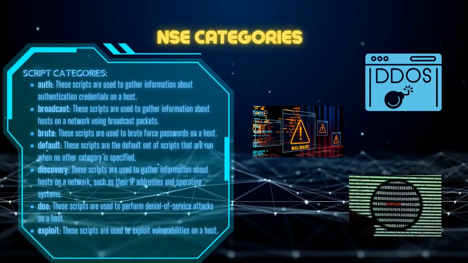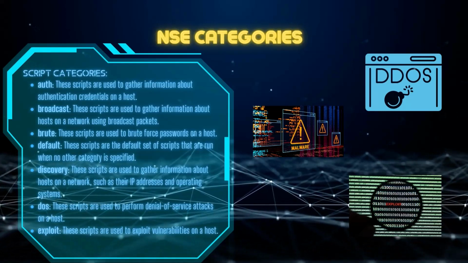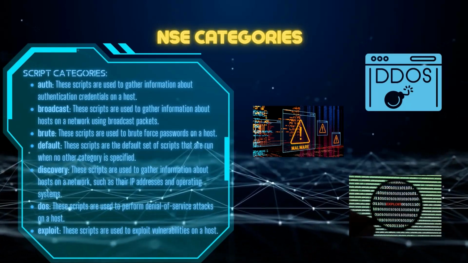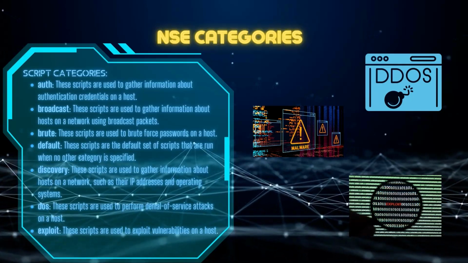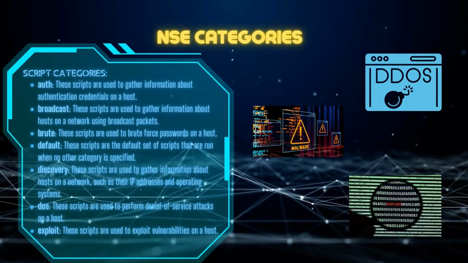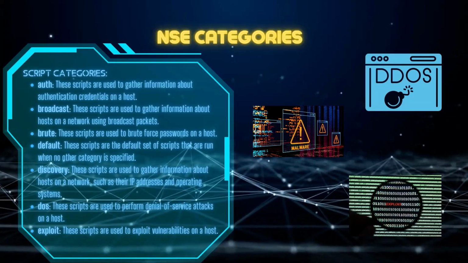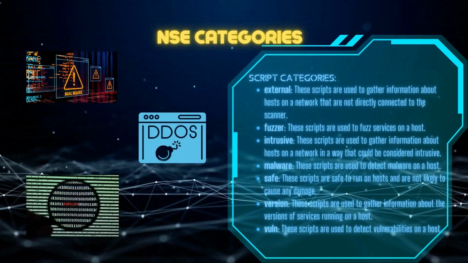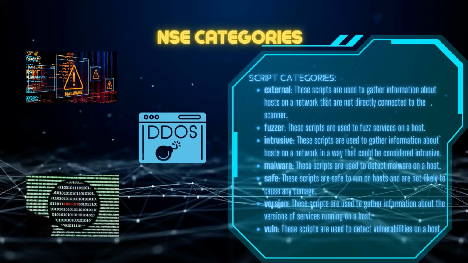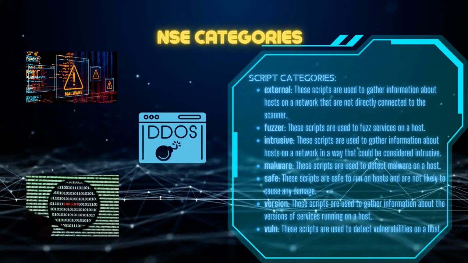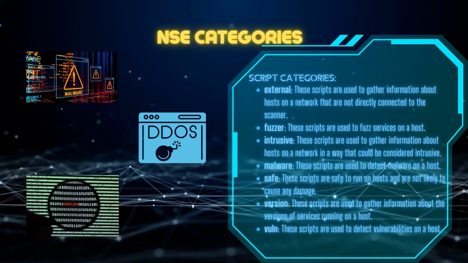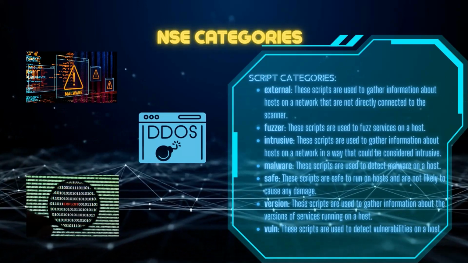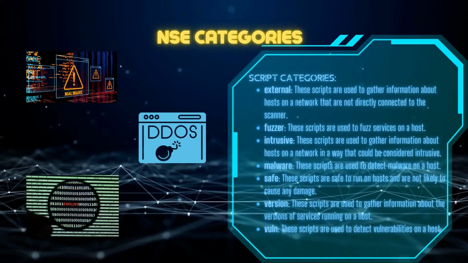Discovery: scripts in this category are used for network discovery and mapping, including host and service identification, port scanning, and operating system detection. DoS: scripts in this category perform denial of service attacks against remote services, usually with the intent of disrupting or disabling them. Exploit: scripts in this category attempt to exploit vulnerabilities in remote services to gain unauthorized access or perform other malicious actions. External: scripts in this category interact with external services or resources, such as online databases or web services.